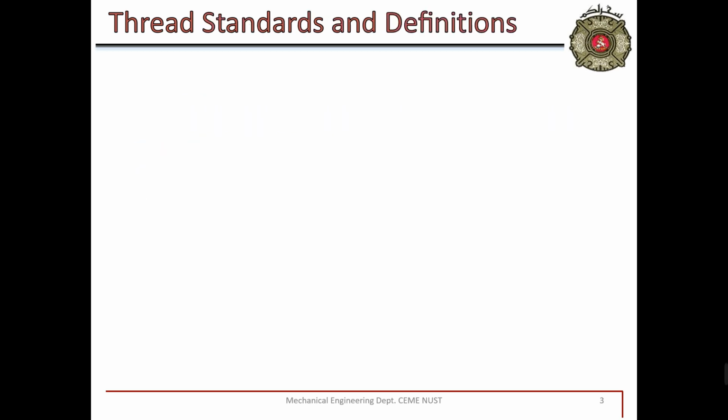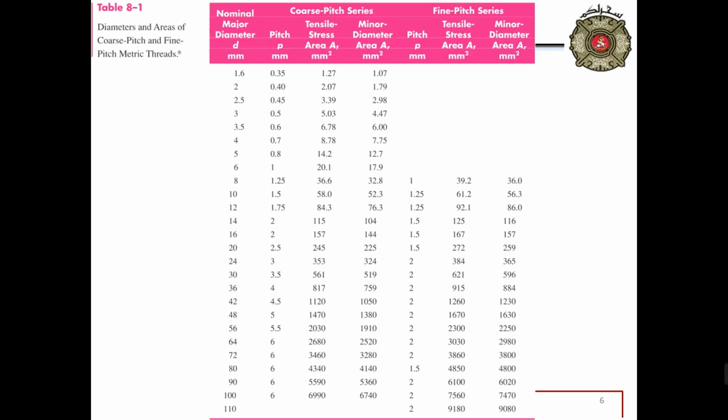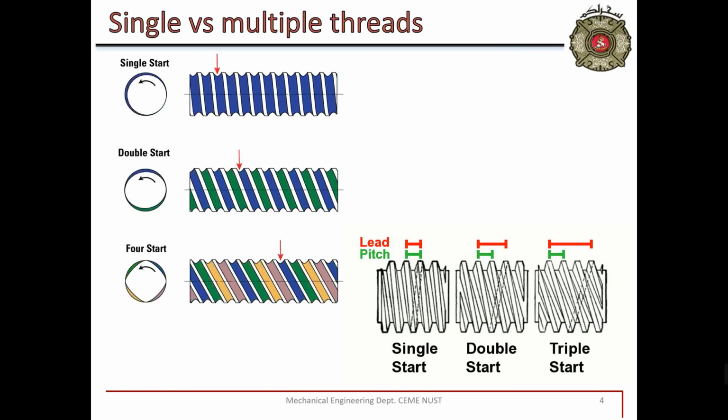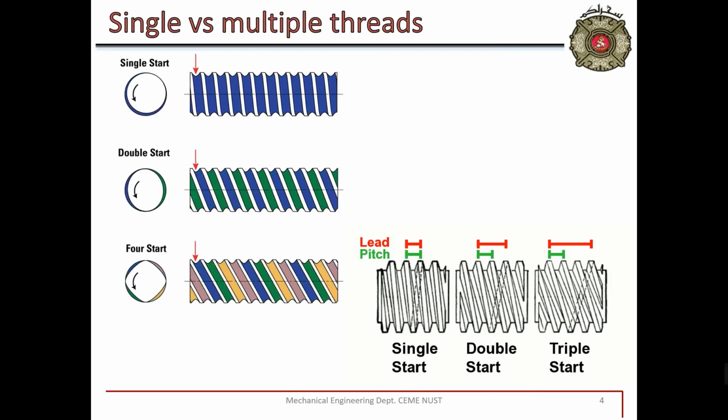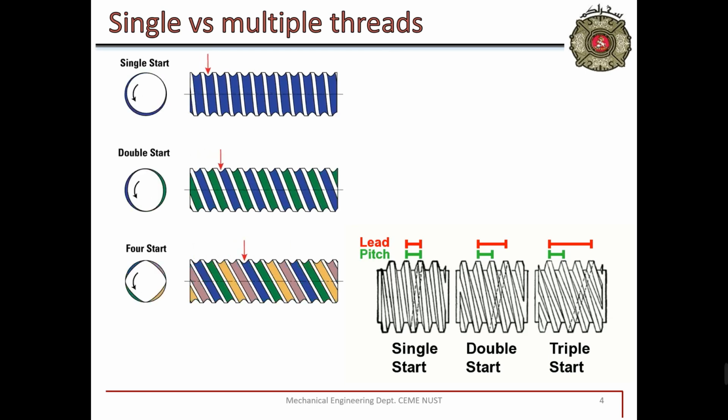In the detail of power screws, we studied different parameters: single thread, double thread, or four thread power screws. The simple difference is that the number of threads in a power screw defines the lead per revolution of the screw. For example, a single thread power screw moves about one pitch for one revolution. A double thread power screw moves two pitches, and similarly, a four thread power screw moves four pitches.